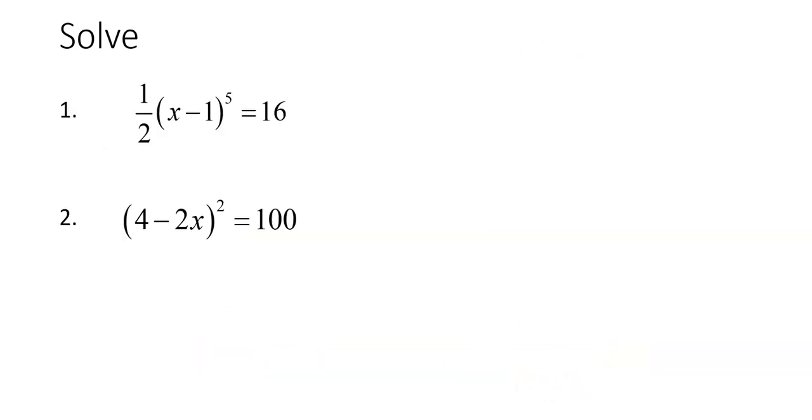All right, let's take a look at these two. Up on top, I want to get rid of that 1/2 first. I like to get rid of the coefficients of my terms. So let's multiply both sides by 2. And I get (x - 1)^5 = 32.